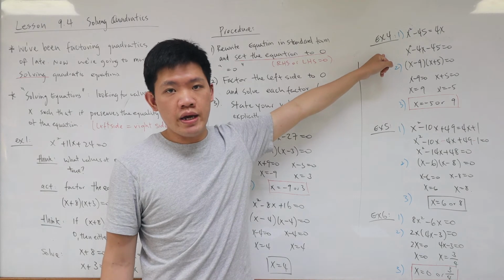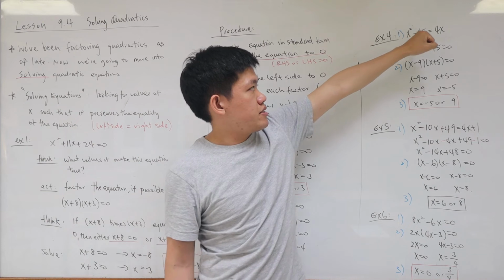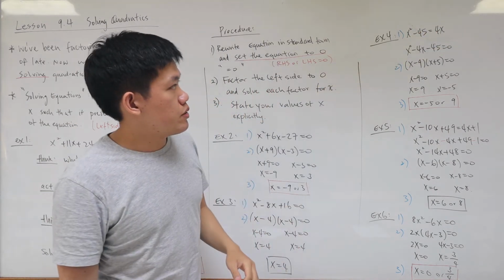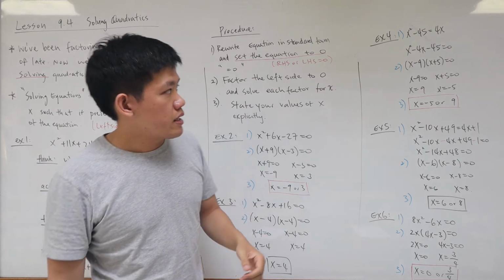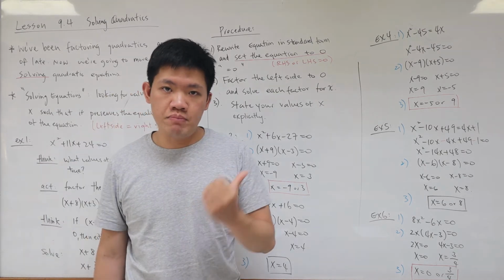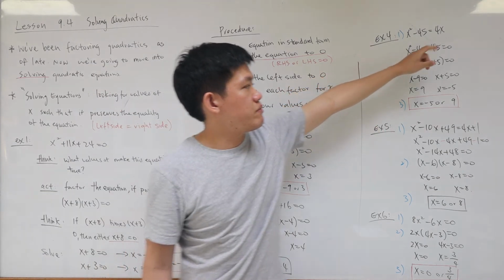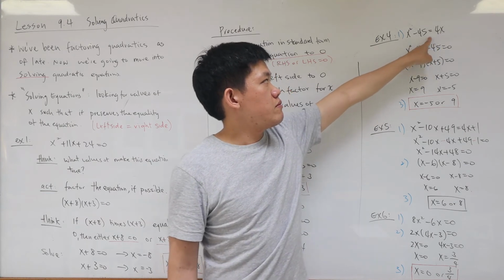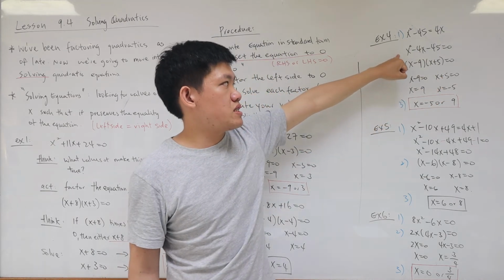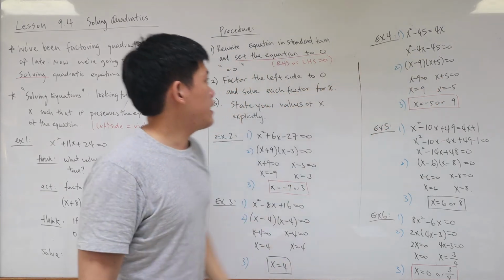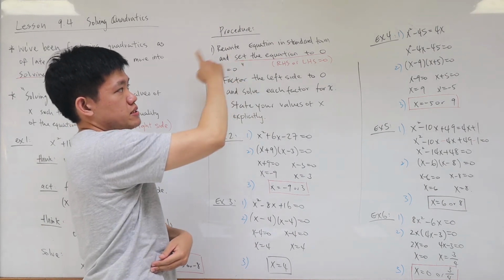Another example now. For example number 4, you have terms on both sides. Looking at this, we have x² - 45 = 4x. Is that in standard form? No. Is it equal to 0 on one side? No. That means we have to get it in standard form and make sure the other side is equal to 0. So I did x² - 4x - 45 because I just moved the 4x over here. Remember, if this is positive and you move it to the other side, you subtract. So we end up with x² - 4x - 45 = 0.